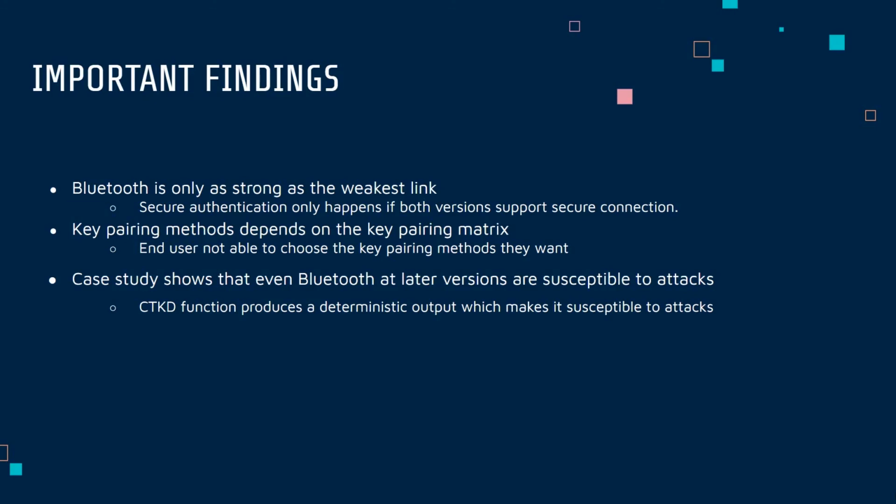Lastly, through our case study earlier, we learned that even Bluetooth at higher versions is susceptible to attacks. It doesn't necessarily mean that Bluetooth at a higher version is completely safe and secure from any attacks. As we saw earlier, the Bluetooth issue exists in the pairing process for higher versions of Bluetooth implementation due to the CTKD function, which makes the device vulnerable and eventually leads to a man-in-the-middle attack.